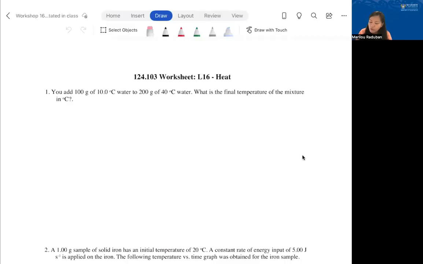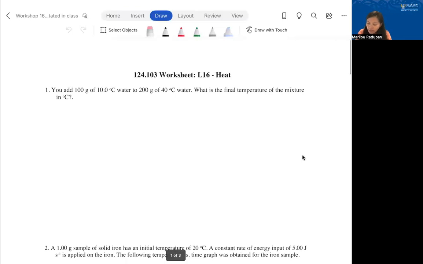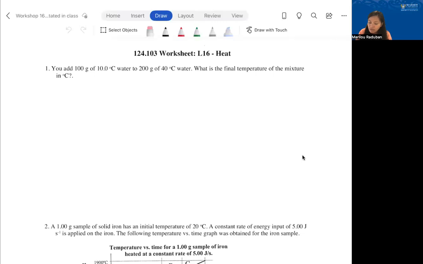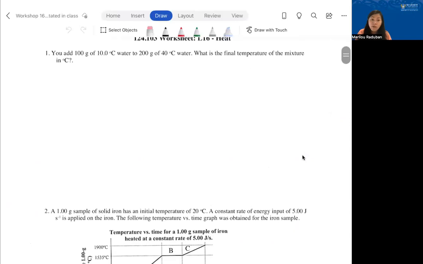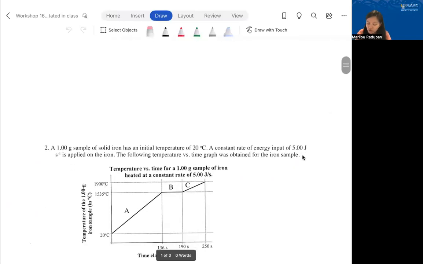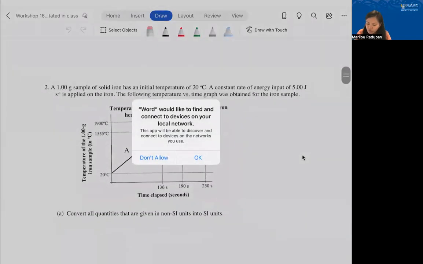Right. So for the workshop for heat, the first question is about mixing two liquids initially at different temperatures, and you're asked to find the final temperature. And we've derived the equation in the lecture, so you can refer to your notes.